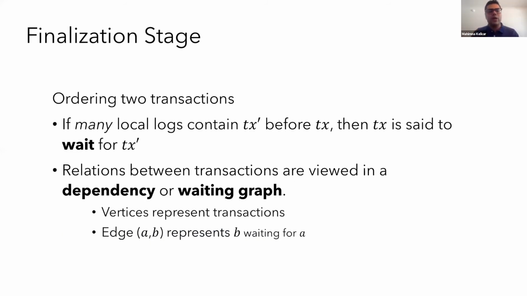So how does the finalization stage order 2 transactions? Roughly, if many of the local logs that have been agreed on in the agreement stage contain some transaction tx prime before tx, then we can say that tx is waiting for tx prime to be delivered. Now we can construct a dependency graph where vertices represent transactions and an edge from A to B represents that transaction B is waiting for A to be delivered.